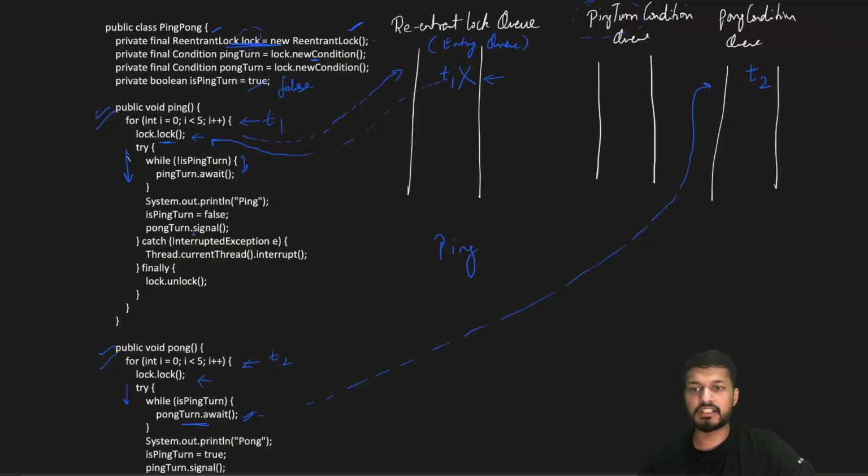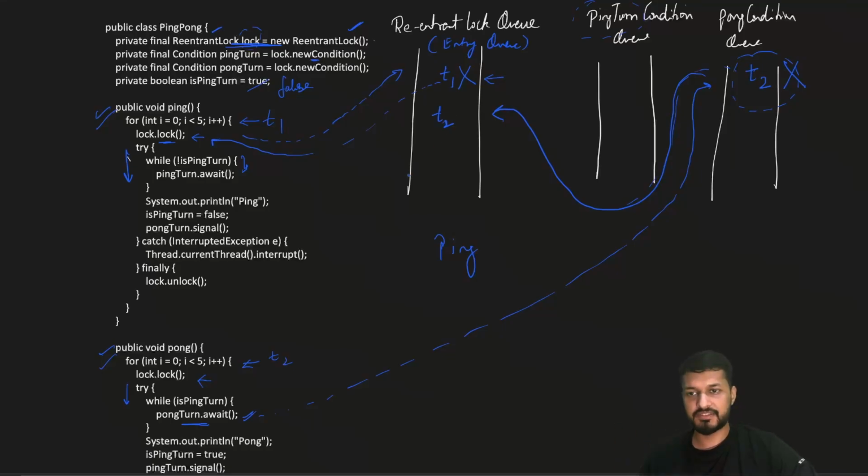Next is pongTurn.signal. Very important. Whenever pongTurn.signal is called, whichever thread is waiting in the pong condition queue will be told to wake up, right? So when we write pongTurn.signal, the scheduler will notify T2 that it has been called. So T2 will be removed from the pong queue, and after being removed from the pong queue, it will be sent into the entry queue. After getting removed from the condition queue, all the threads go inside the entry queue. So T2 will wait here, right?